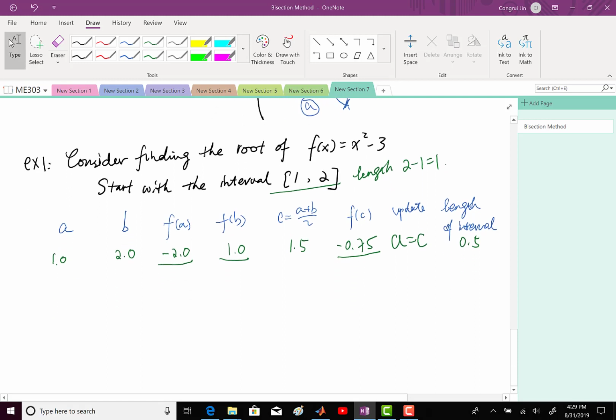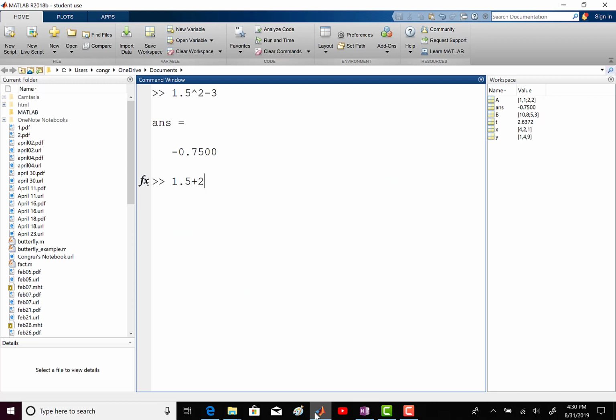Okay, so for the next iteration, we start from A to B, but right now the new A is the value of C, which is 1.5, and the B is still the same as the last iteration, so it's 2.0. If we evaluate FA, which is just the FC in the last iteration, it's -0.75. And the FB is the same because B remains the same, right? Then we check C. The new C will be the new A, 1.5, plus B, 2, and then over 2. So it's 1.75.